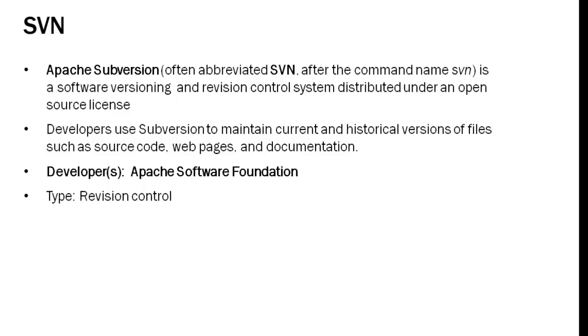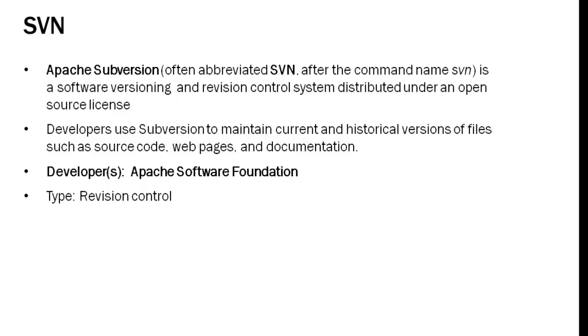Hi all, now we are going to see about SVN. What is meant by SVN? Apache Subversion, often abbreviated as SVN after the command name svn. It's a software versioning and revision control system distributed under an open source license. Because of this, Apache Subversion is called SVN.